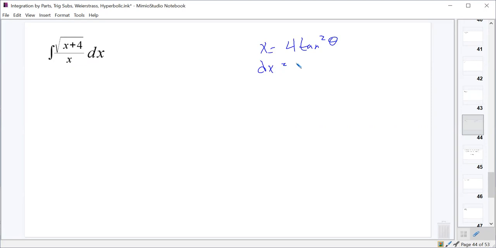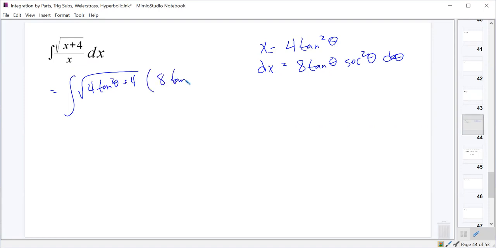Should be 4 times the derivative of tangent squared, which should be 8 tangent theta, times the derivative of tangent, which should be secant squared theta, d theta. Everybody agree with that? Making sure I did my derivative right. Okay. And so then that would end up giving us an integral of the square root of 4 tangent squared theta plus 4 times our dx, which is 8 tangent theta secant squared theta d theta, all over our x, which is 4 tangent squared theta. Oh, I think that might work out pretty nicely. So let's see what we end up with here.